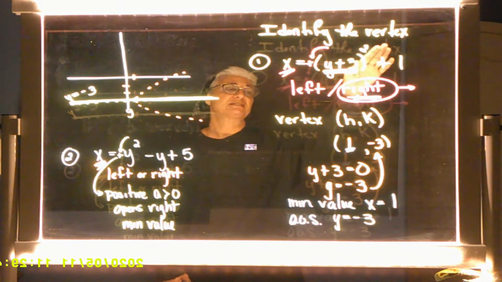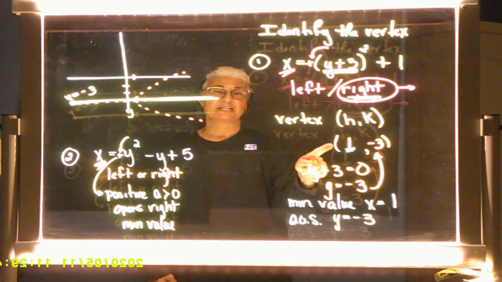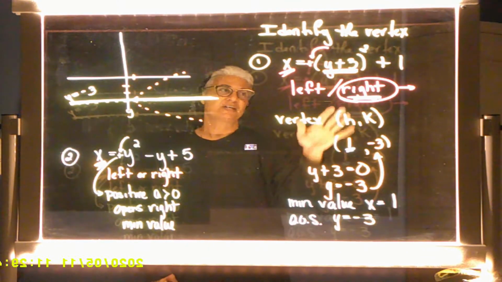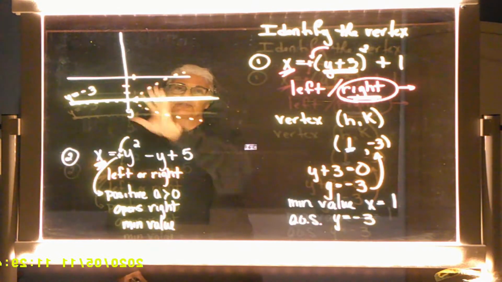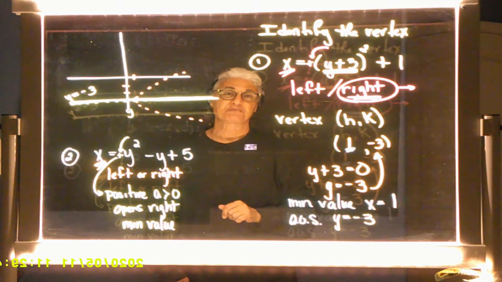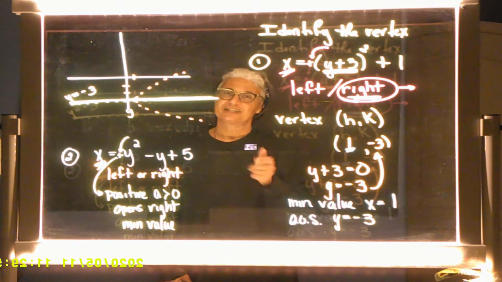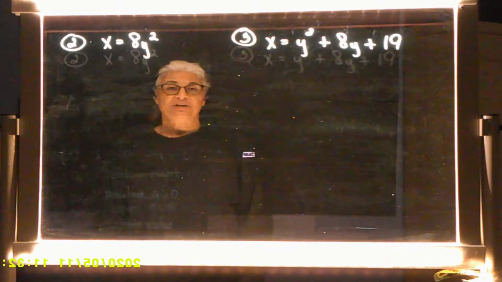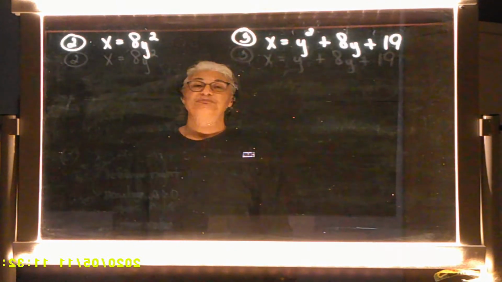I know all they asked us for was the vertex, which we found right here. But you know, we were able to find some other information and we were able to graph it at the same time. Good? Okay, hang in there. Got a couple more problems for us. Okay, so let's look at number 2.